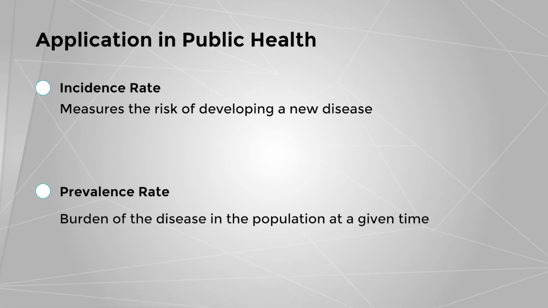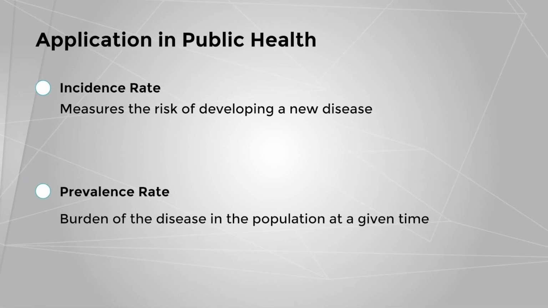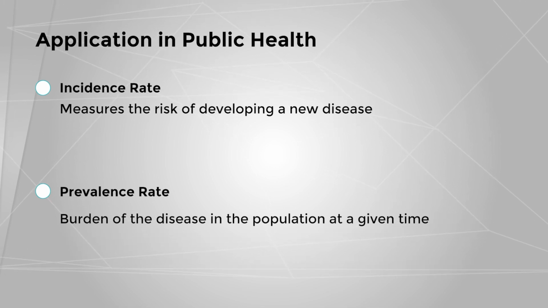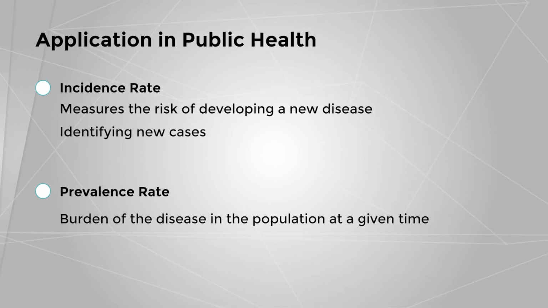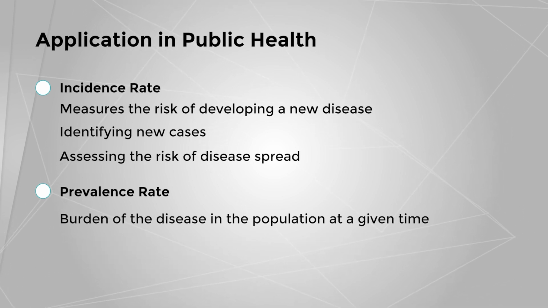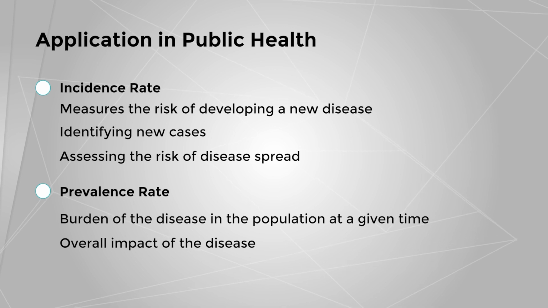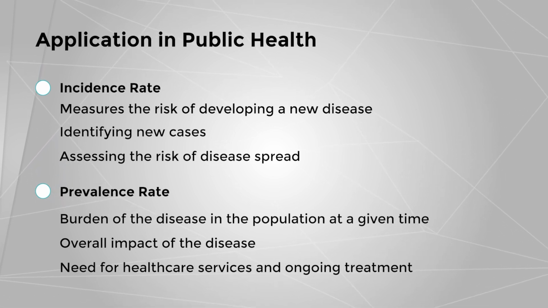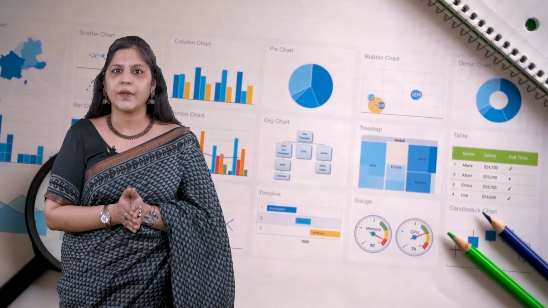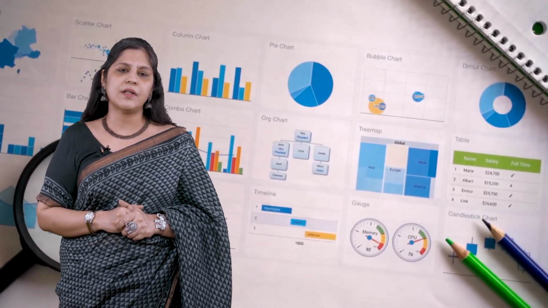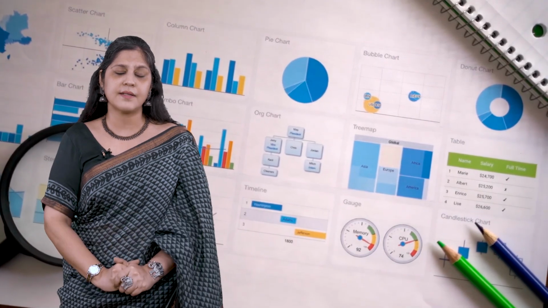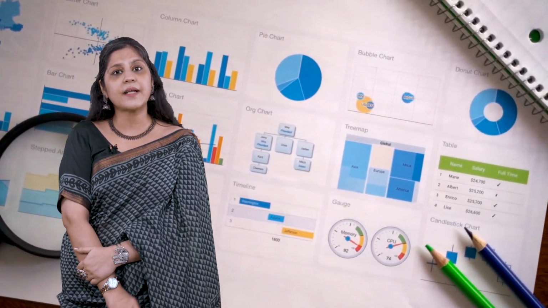Understanding both incidence and prevalence rates is crucial for public health planning and resource allocation. The incidence rate helps in identifying new cases and assessing the risk of disease spread. It is important for determining the effectiveness of preventive measures. The prevalence rate provides insights into the overall impact of the disease on the community, including the need for healthcare services and ongoing treatment. By regularly monitoring both incidence and prevalence rates, public health officials can better understand disease dynamics and implement effective control policies.